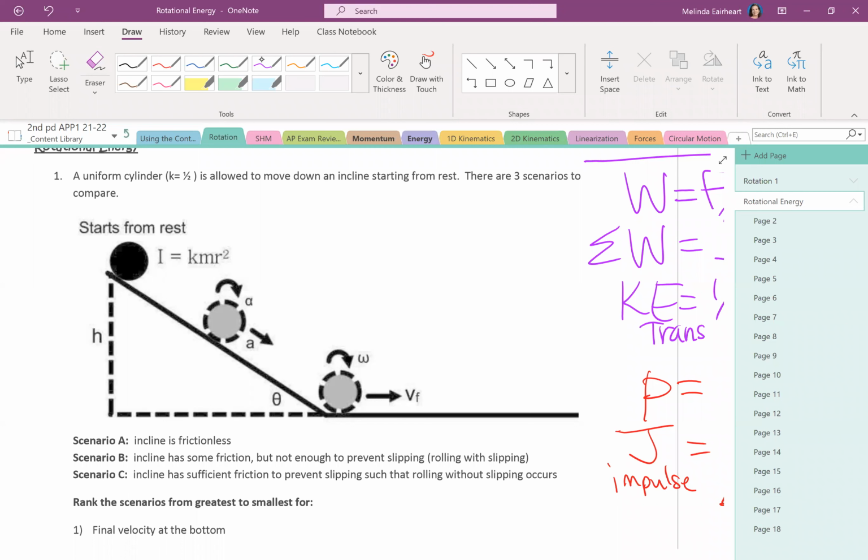And again, I could demonstrate, but I don't have a good ramp. Not a sturdy ramp. They bow in the middle, and so you actually have a curvature, and that would be different. But they're going to start from rest. We've got 3 scenarios to compare.